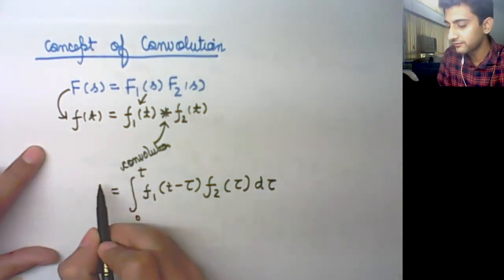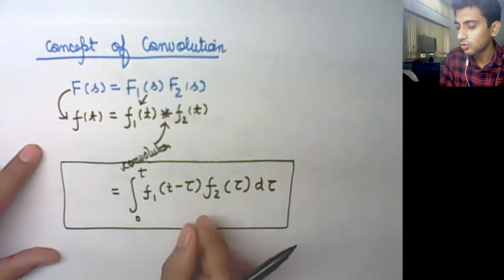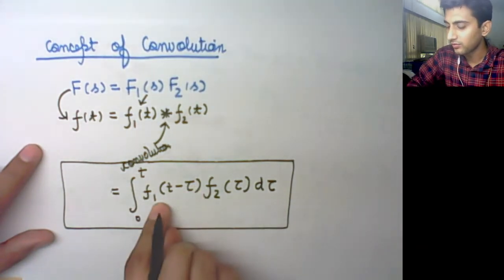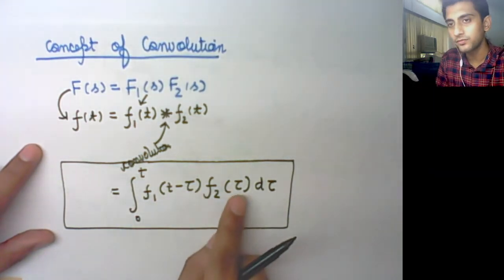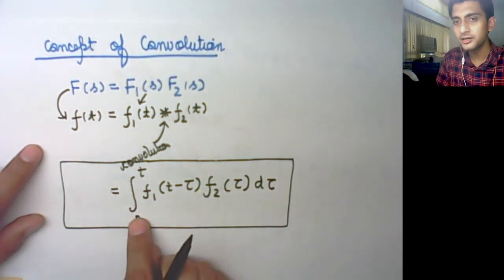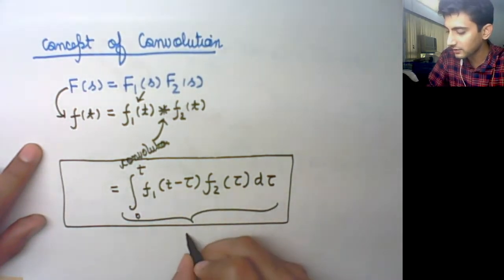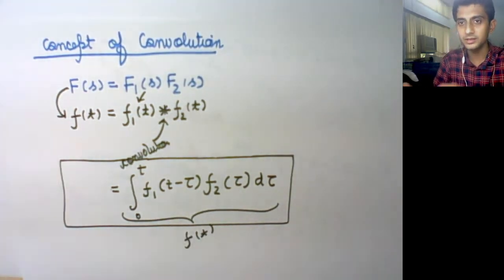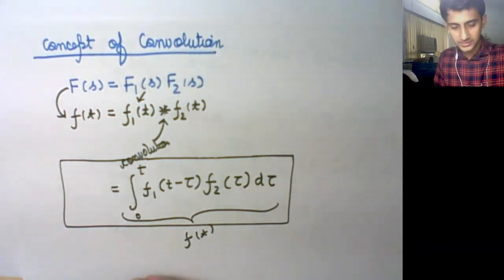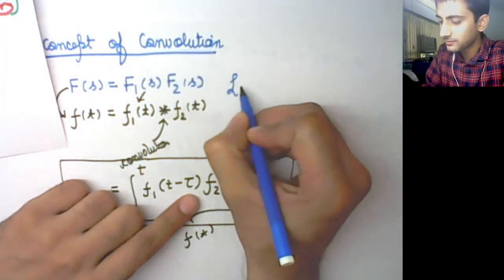And the key definition of convolution is this: over a window of t minus tau over f1, you will be projecting f2 of tau, and you will integrate it from 0 to t. So the final function that comes after solving this will be some function of t only. Done?